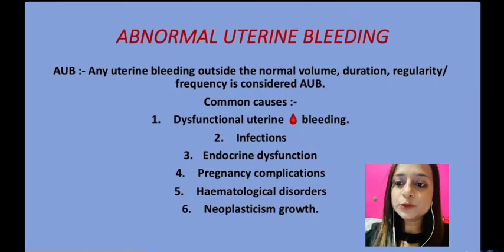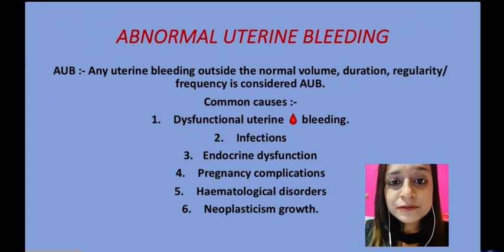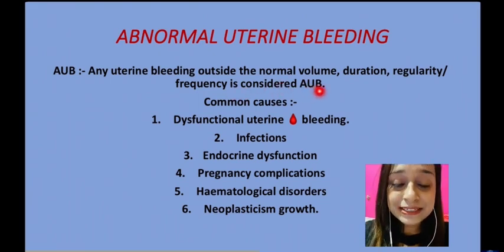Today I thought I'll be explaining abnormal uterine bleeding. So what is the definition of abnormal uterine bleeding? Any uterine bleeding which is outside the normal volume, duration, regularity or frequency is called abnormal uterine bleeding.